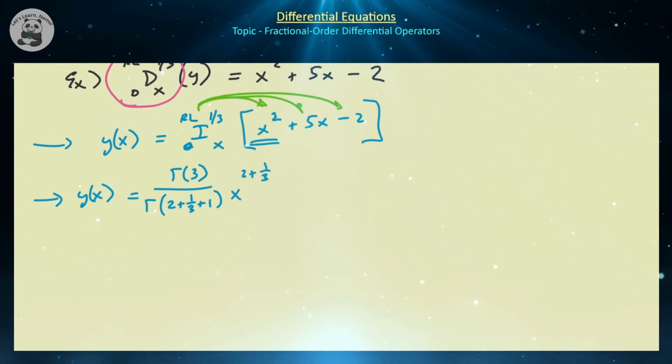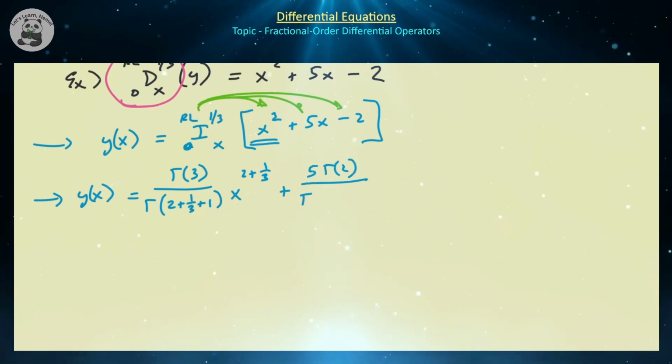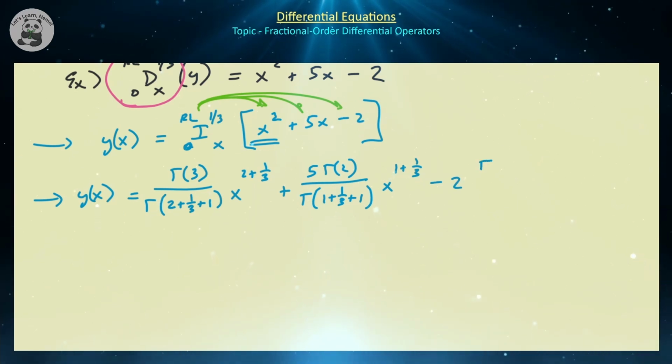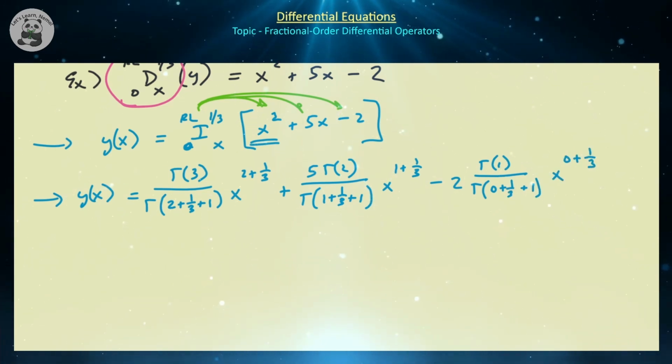Now let's move to our 5x. So we're going to have 5 gamma of 2 all over gamma of 1 plus 1/3 plus 1 times x to the 1 plus 1/3. And then over here we're going to have minus 2 times gamma of 1 all over gamma of 0 plus 1/3 plus 1 times x to the 0 plus 1/3.